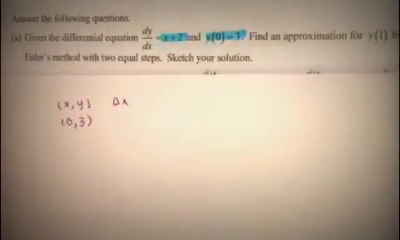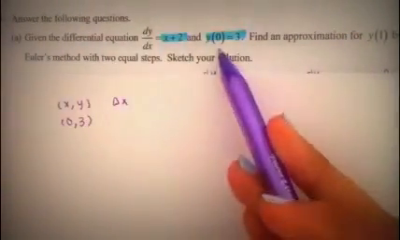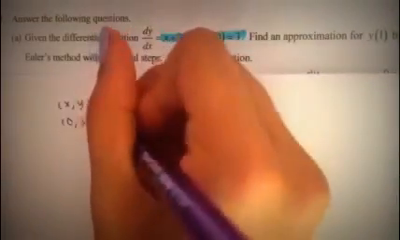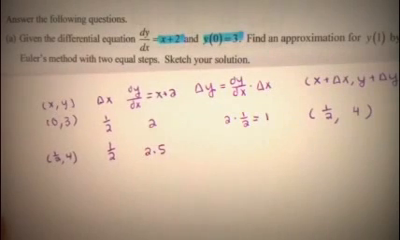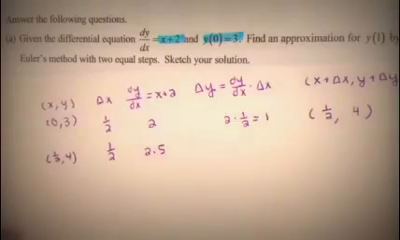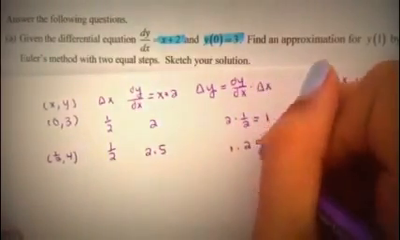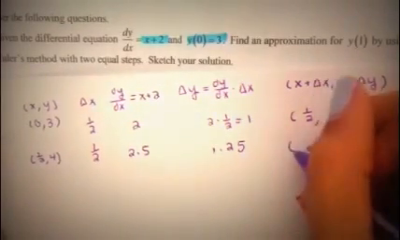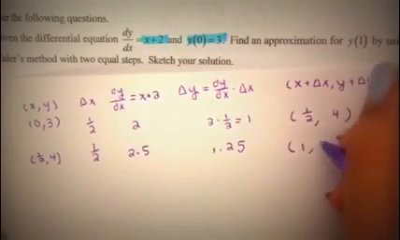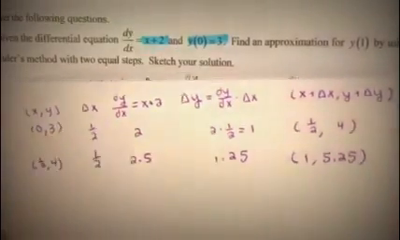Then you should have your change in x, or step size. In this case, your step size should be 1/2 because you're trying to go from x equals 0 to x equals 1. Next, you should find your dy/dx. In this case, it is 0 plus 2, or 2.5. Our change in y is going to be 2.5 times 1/2, which is equal to 1.25. And our new point in this case is going to be 1, 5.25.